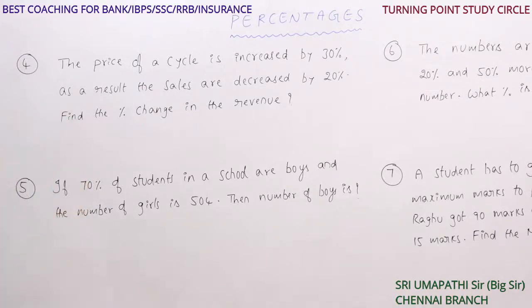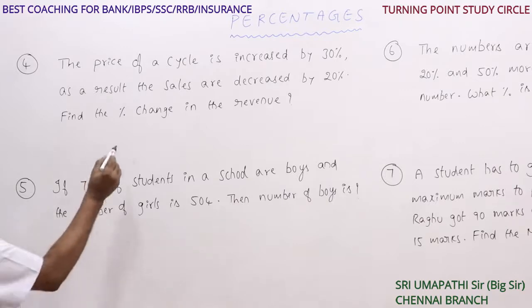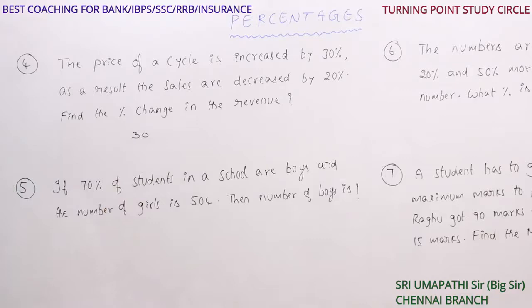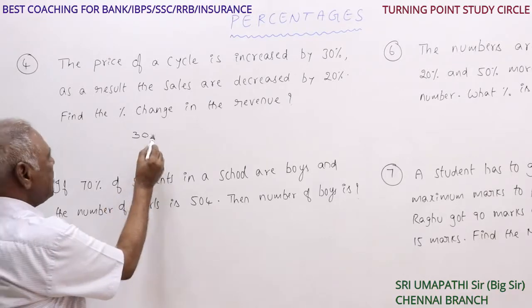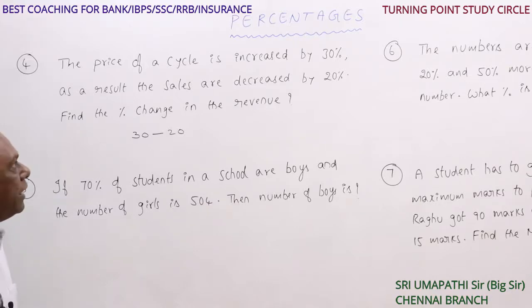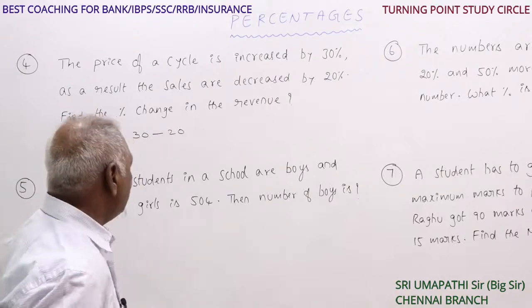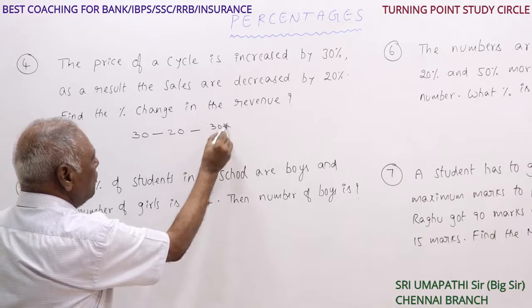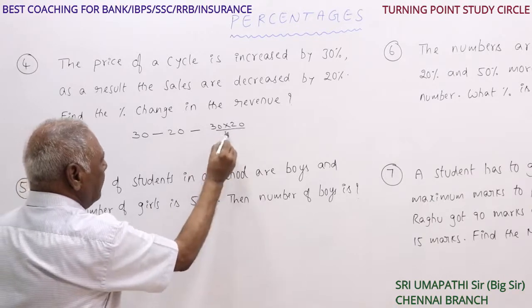So here 30% is the increase, so it is 30. But the sales are decreased by 20%, hence it is equal to minus 20. So the revenue depends both on the price as well as on the sales. So it is x plus y plus xy by 100%. So accordingly, increase and decrease, we have to put the corresponding signs. So it is equal to plus into minus, minus 30 into 20 by 100.